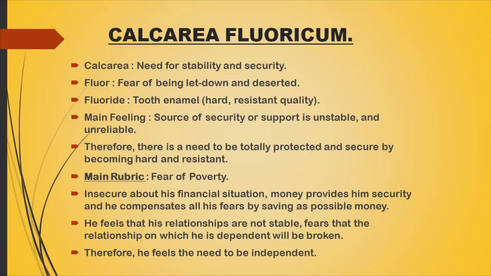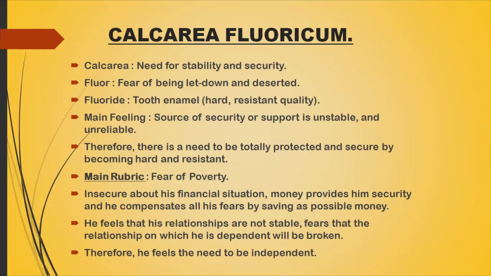Fluoride is present in the teeth enamel, which is having this hard resistant quality. The main feeling when combined is they are a source of security or support, which is unstable and unreliable. Therefore, there is a need to be totally protected and secure by becoming hard and resistant. So the main rubric is fear of poverty.